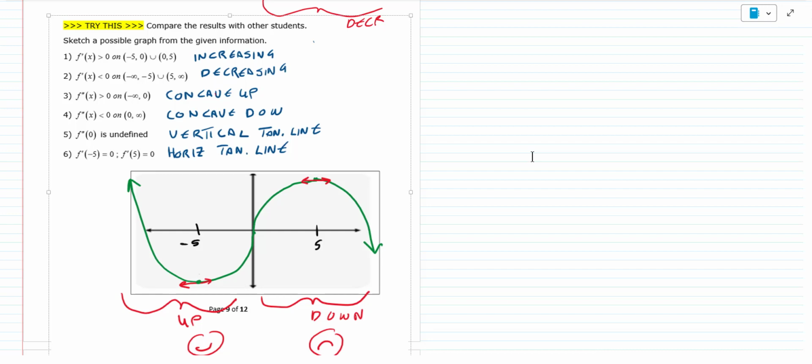Increase, decrease, up, down. Statement 5 means that the derivative doesn't exist. That will mean that it's either a sharp point or a vertical tangent. Statement 6, the first derivative is 0. That means the tangent line is horizontal. Okay? Derivative 0, horizontal tangent line. If the derivative is undefined, it's either a sharp point or a vertical tangent line. Now, that's the fun part, trying to put it all together.